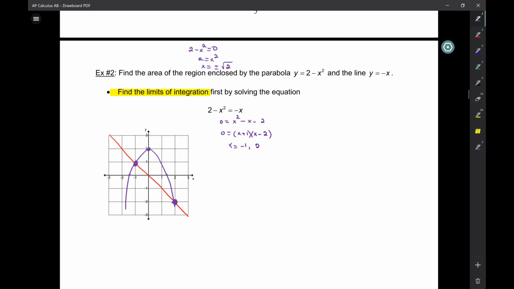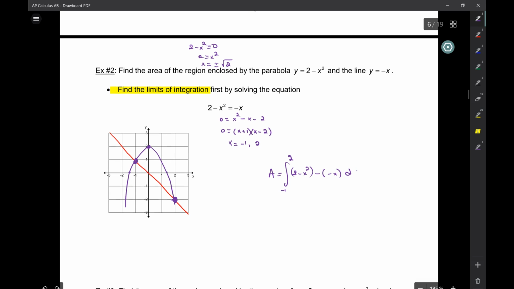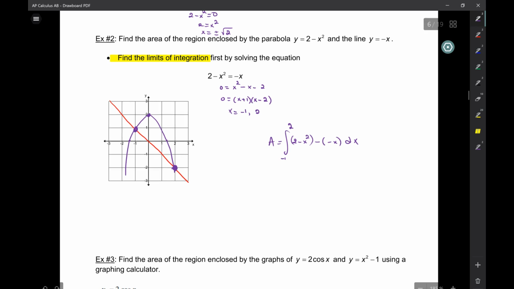Now that I've done that, A is equal to the integral from negative 1 to 2 of upper minus lower. So what's upper? 2 minus x squared, minus lower, which is negative x. You see where the parentheses are helpful? You just look between these two, the region between them, always over the interval, dx. Okay?